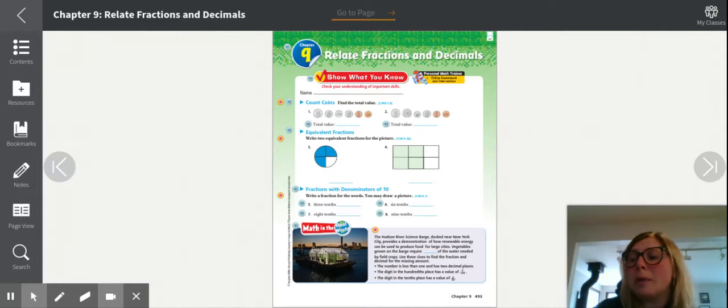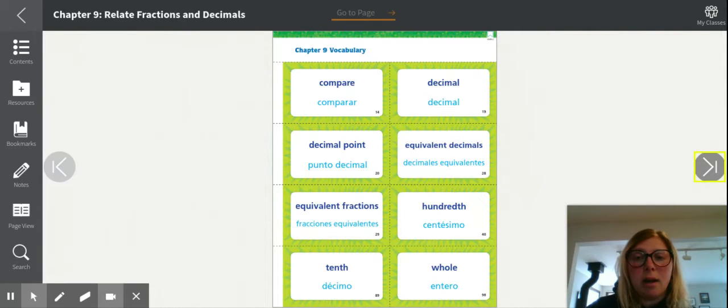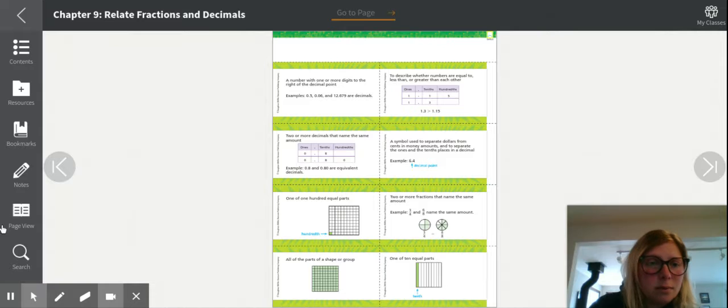Okay, so this chapter is chapter 9, and it is relating fractions to decimals. Fractions and decimals work together because they are parts of a whole. So we're going to take a look at the new vocabulary. Some of it you've seen before, and some of it may be new for you. We have the words compare, decimal, equivalent decimals, decimal point, equivalent fractions, which we've seen, hundredth, whole, which we've seen, and tenth. All right, so let's take a look. I'm going to zoom this in.